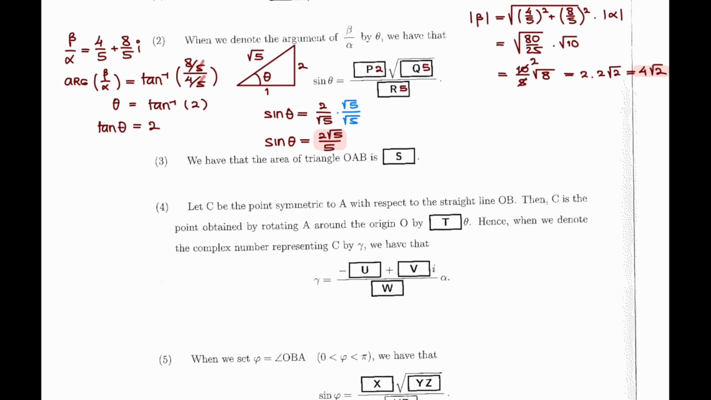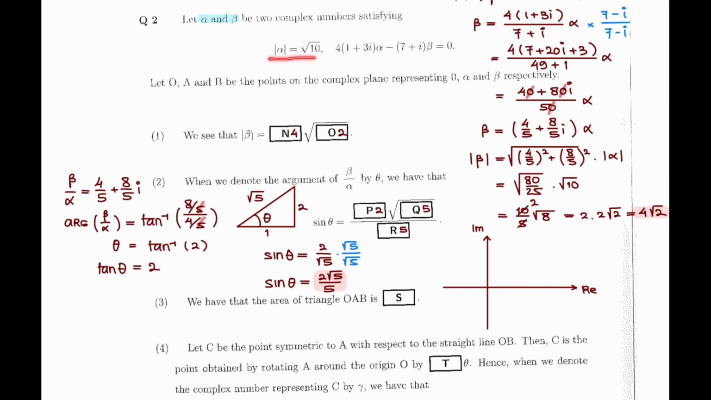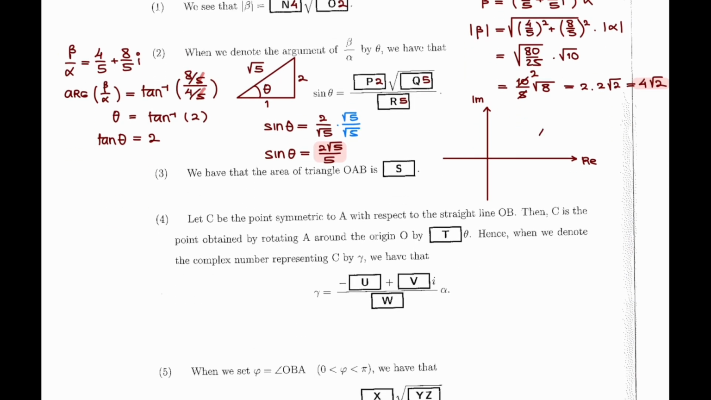If I give you a simple illustration here, if I have a complex plane, usually called an Argand diagram, the vertical axis is the imaginary part, and the horizontal axis is the real part or real axis, I can make an illustration like this. The modulus of alpha is equal to square root of 10, so I can assume that alpha is here. This is the point A. The modulus means the length of alpha from the origin. So the length of this line is equal to square root of 10.